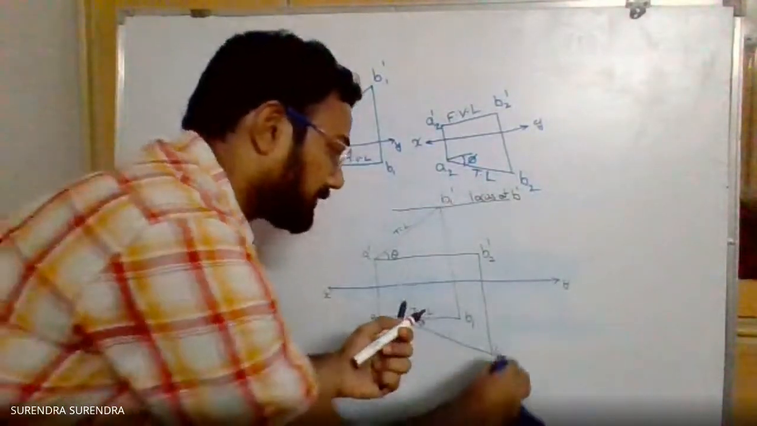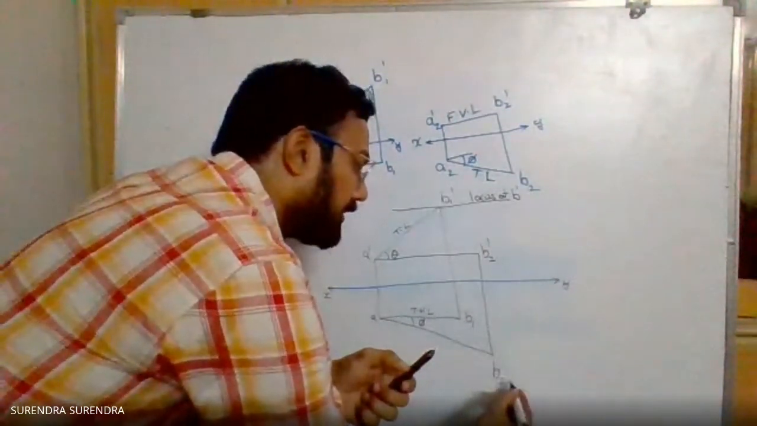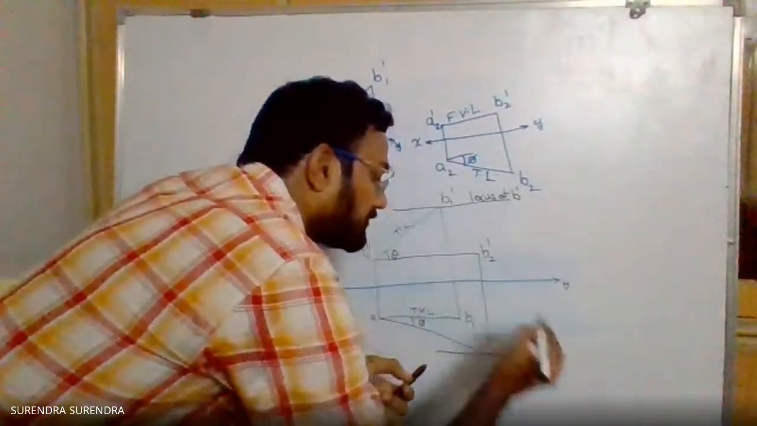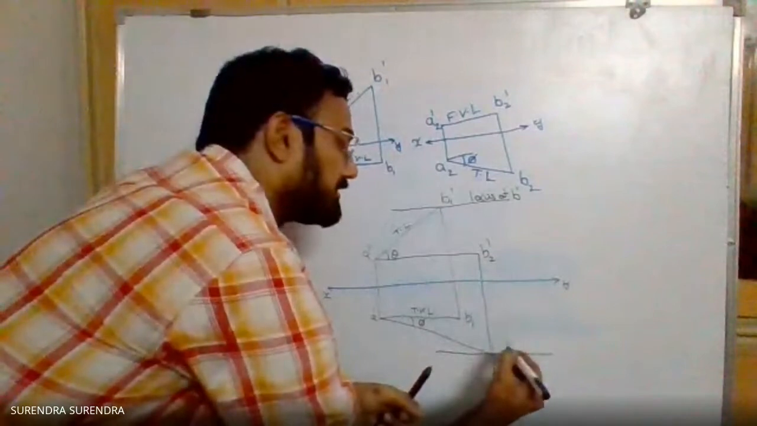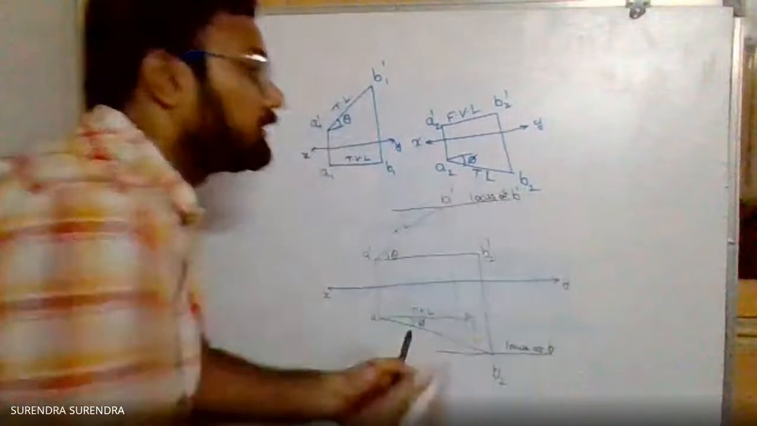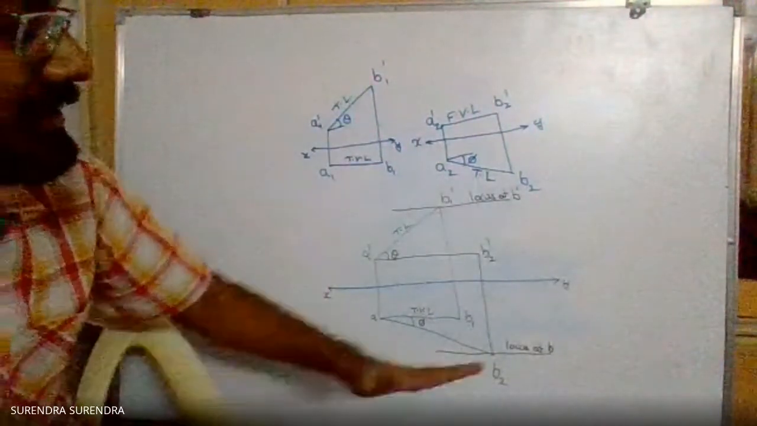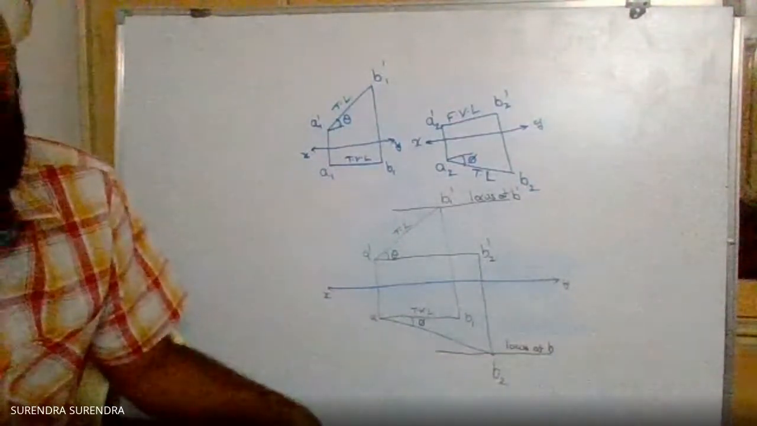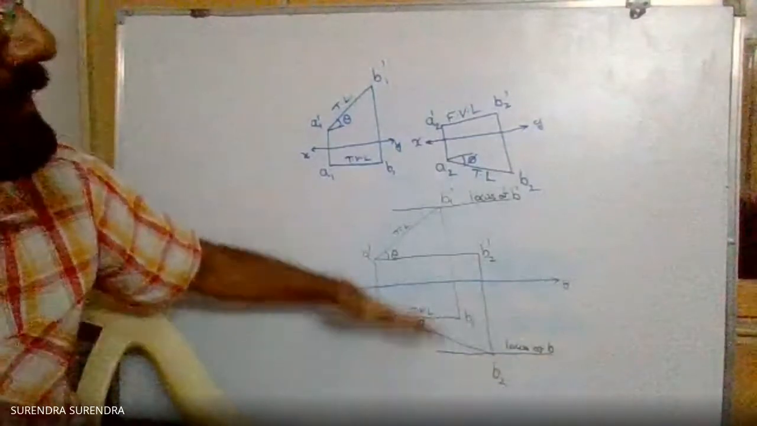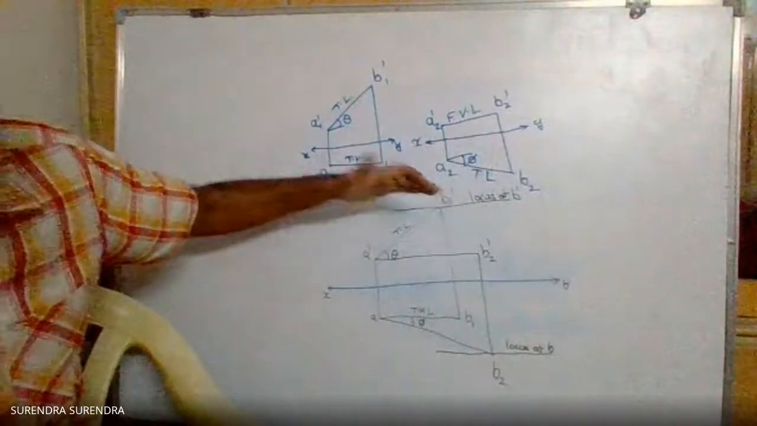Based on this concept, this is the point B2. We will draw a horizontal line passing through B2. This we'll call locus of B, meaning the final projection when the line is inclined to both the planes. The final endpoint of B exists on this line, and the final endpoint of B dash will lie on the other line.